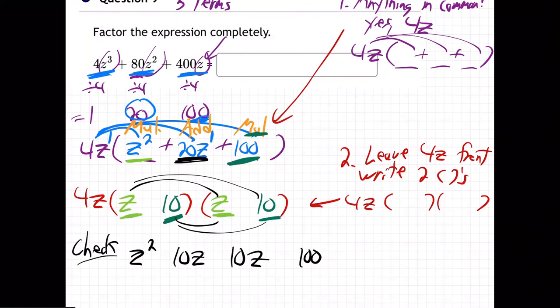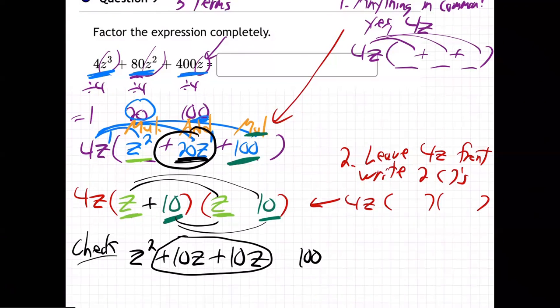So remember, we've got to make the middle become right here, 20z. So these two have got to be 20z. Plus and plus. Plus and plus, huh? That makes plus 20z, which is what it's supposed to make. Perfect. And then positive 10 times positive 10 is positive 100. So check. It's working. It's going back correctly. So that means we're done. That's our answer. Let me grab it and bring it right up here. We just proved that that's really the right answer.